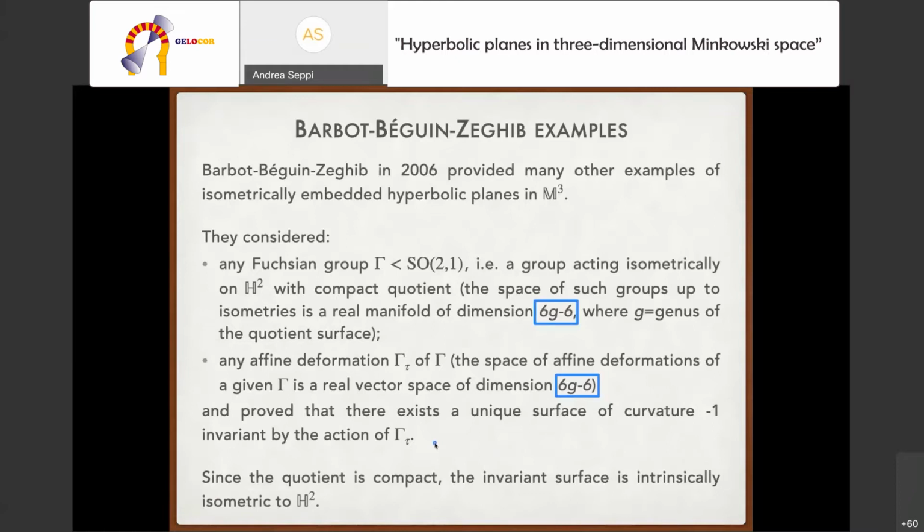And of course, if the translation part is trivial, then this is just a hyperboloid. Otherwise, all the surfaces are non-equivalent.